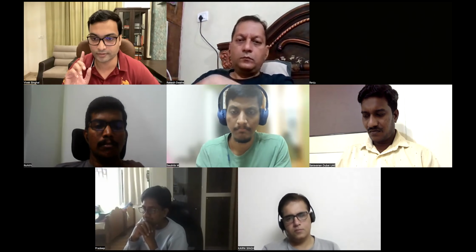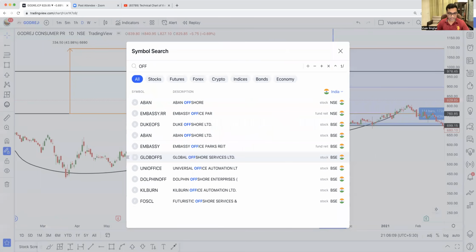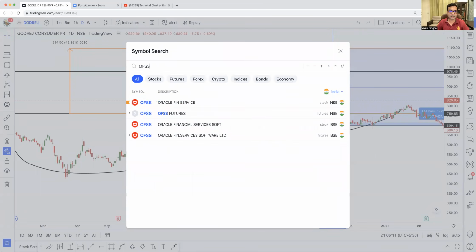And that's why, because we don't know which stock will be moving faster and which stock will be moving slower, we don't need to invest more than 3% in one stock. That's why, right? One another example like this is Oracle Financial Services, OFSS.